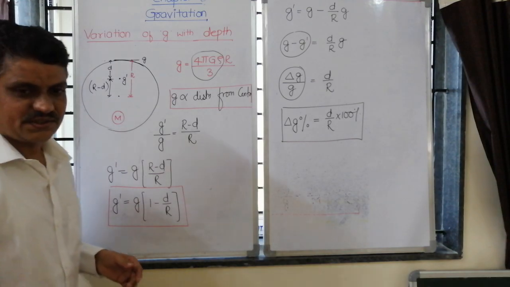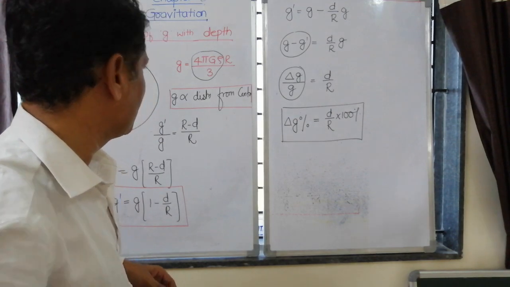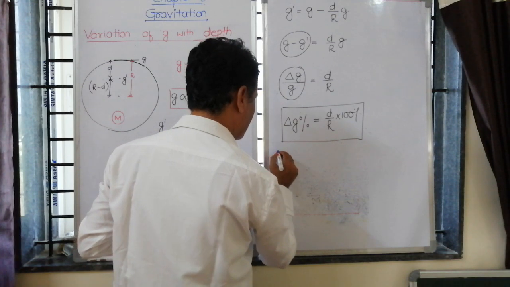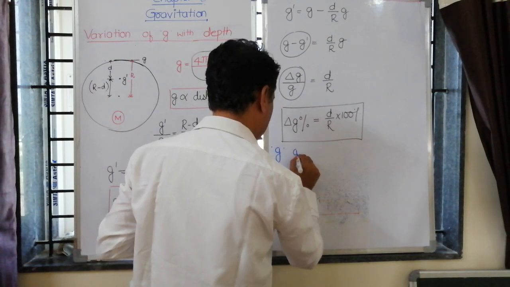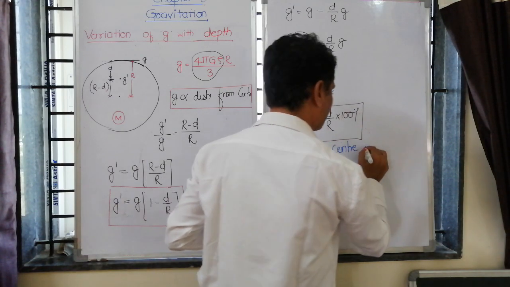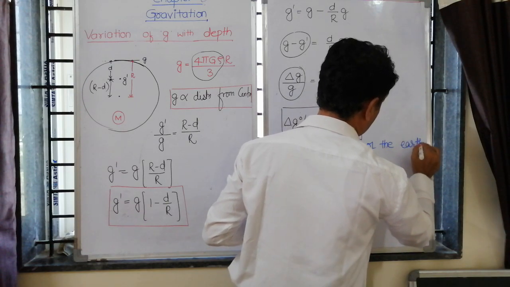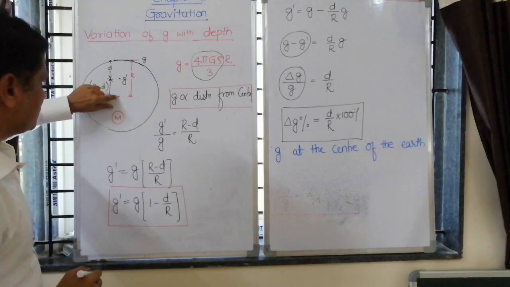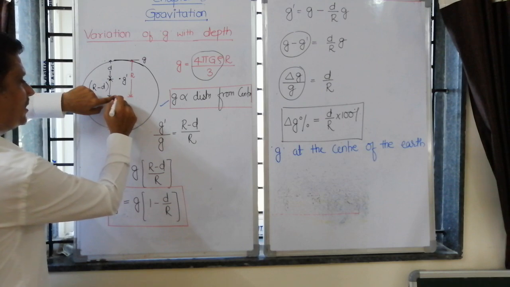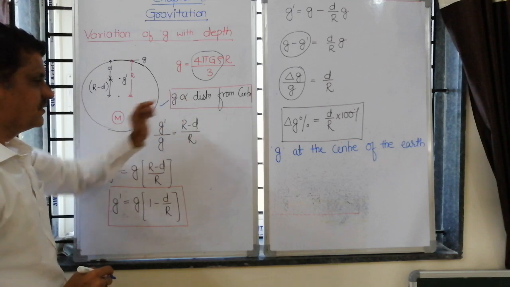Okay, next one more question. See, suppose I ask what is the value of g at the center of the earth? Center of the earth means here. According to this relation, the distance from the center to the center is 0. Therefore this is 0. Then g will be 0.